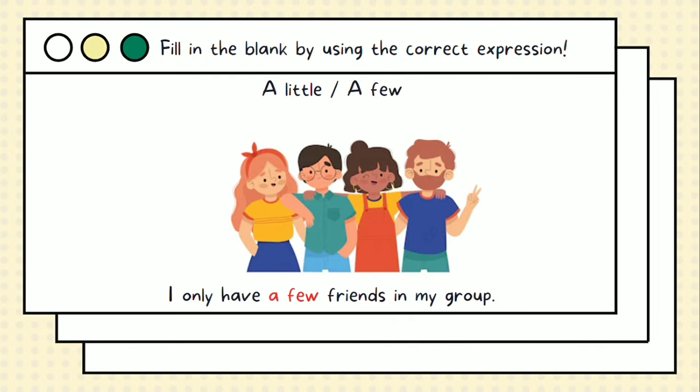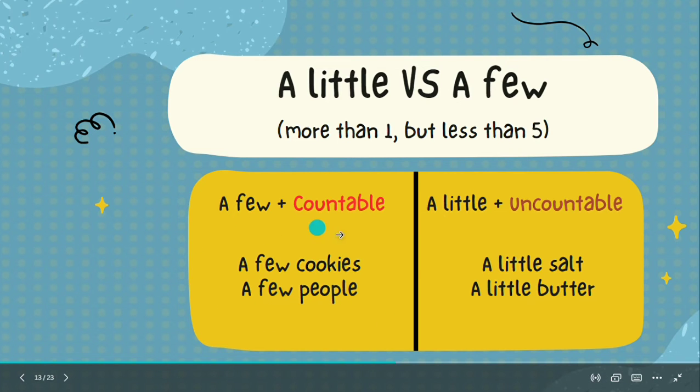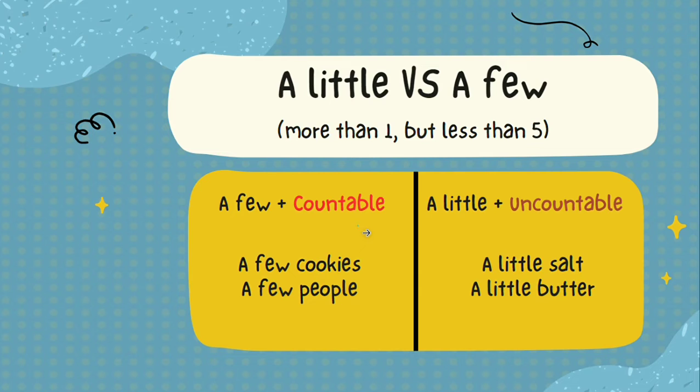Here, for this formula, as you can see, a few plus countable nouns. We can use a few for the countable nouns, for example, like a few cookies or like a few people. While we can use a little for uncountable nouns. For example, like a little salt or a little butter.